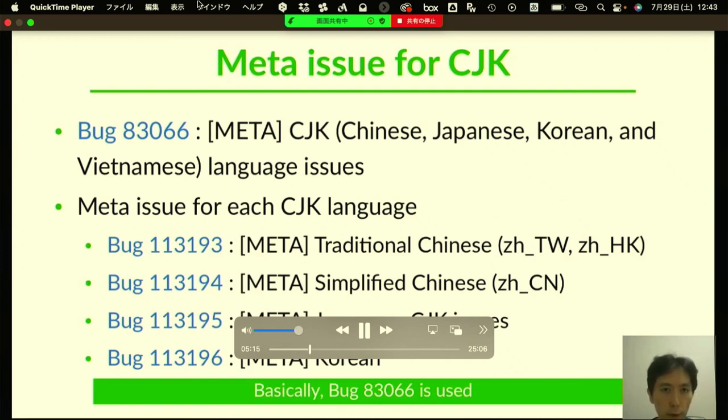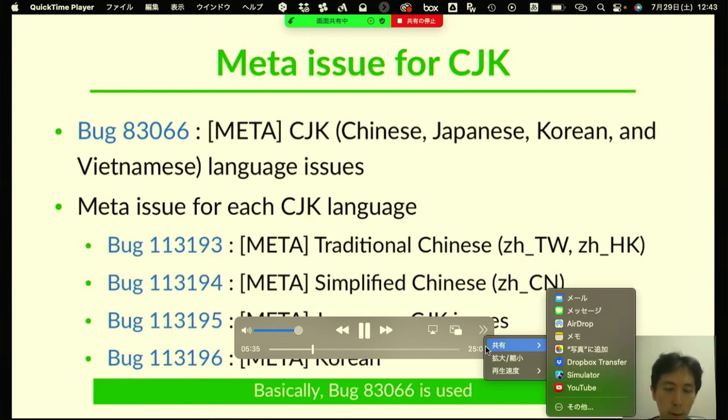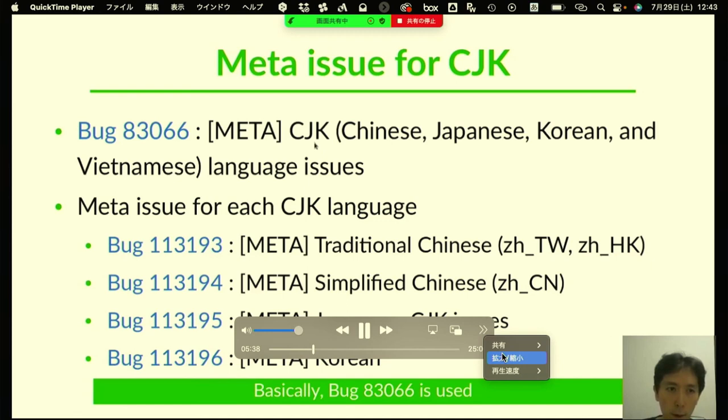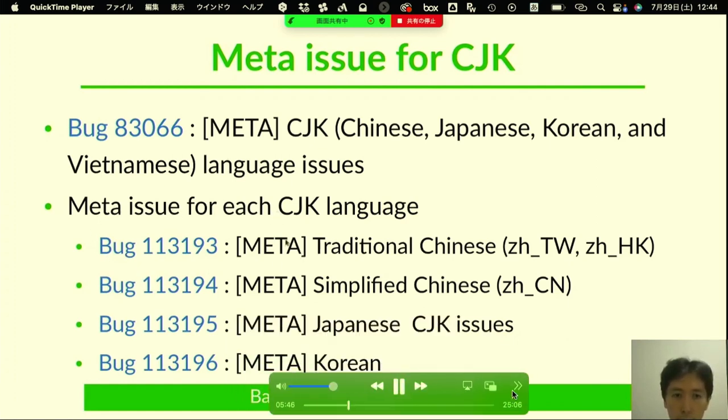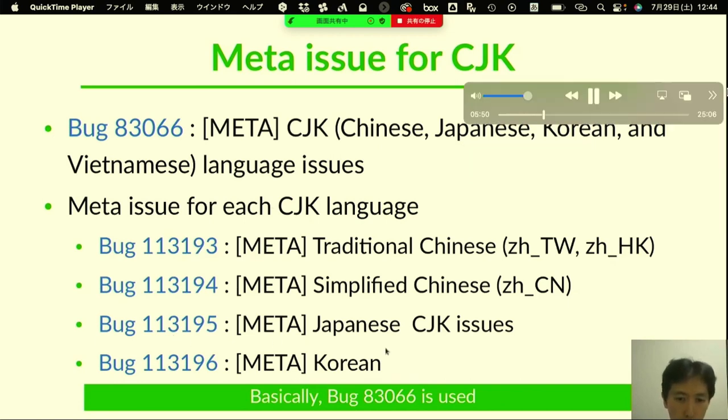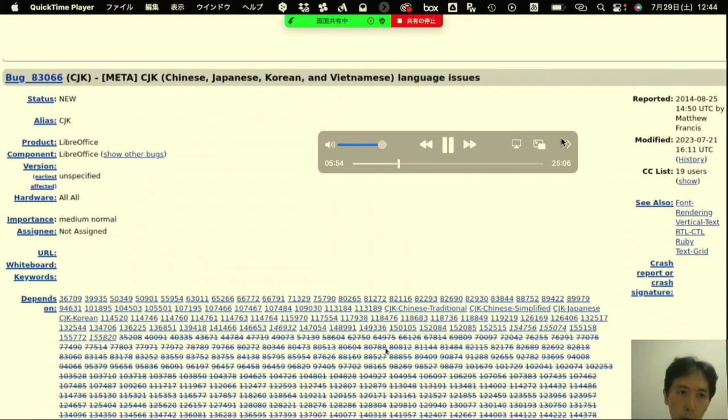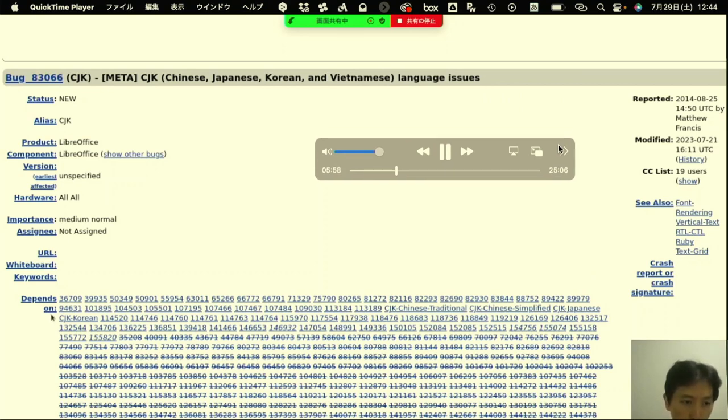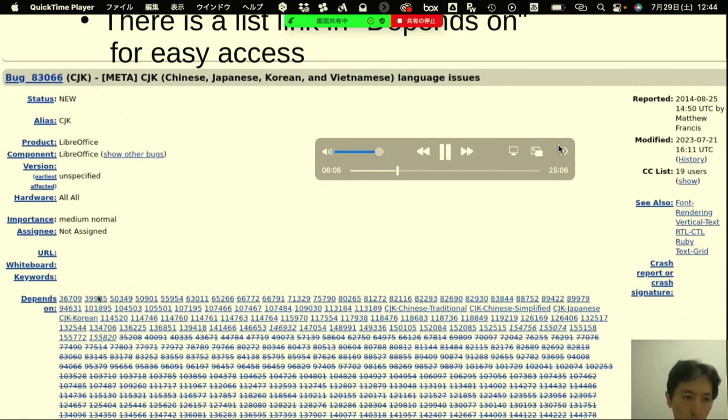This is also about tracking the bugs. The LibreOffice community uses Bugzilla, an open source bug tracking system. Meta issues are also used for tracking issues. Mainly we use English, but we have a meta issue for each language. This is the CJK meta issue, with many dependencies listed, and you can click and jump to easily access the CJK issues.